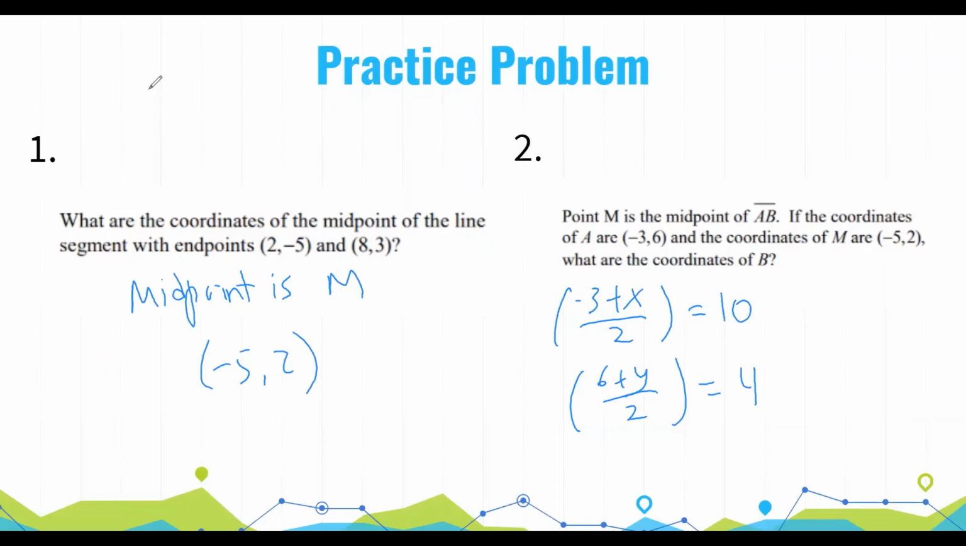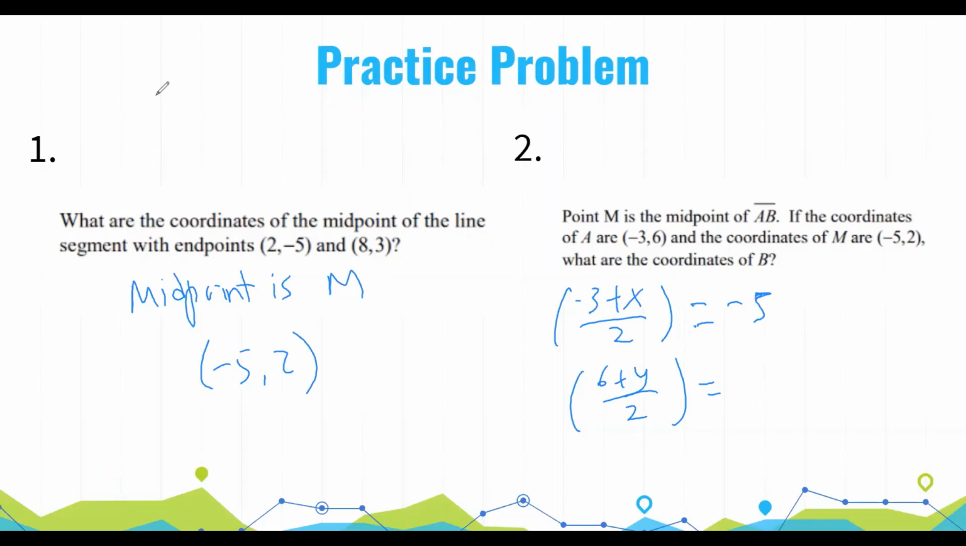Wait, I think it's -5 and 2. It shouldn't be 10. Oh, didn't you double it? Yeah, but it still has the 2 under there. So basically, you would double it because there is the divided by 2, so you would multiply by 2 on both sides.